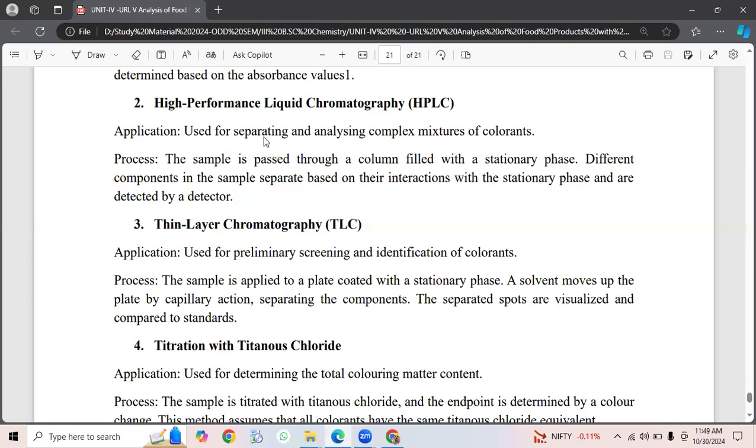First, we have to separate whether it is natural or synthetic. Then after that, we have to analyze the complex mixture of the colorants. The procedure is, the sample is passed through a column filled with a stationary phase. Different components in the sample separate based on their interactions with the stationary phase and are detected by the detector. From the detector, we can get the various peaks. From the peaks, we can easily identify the chemicals present in the food.